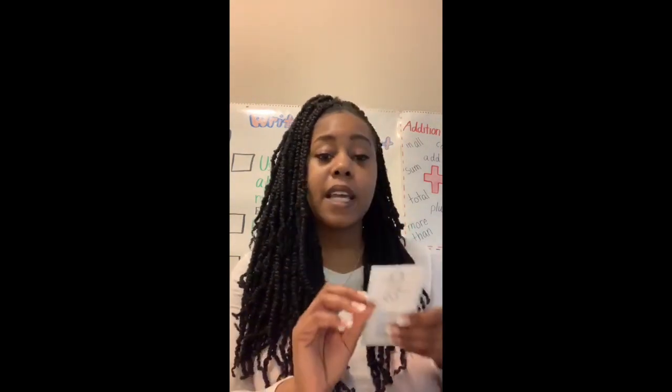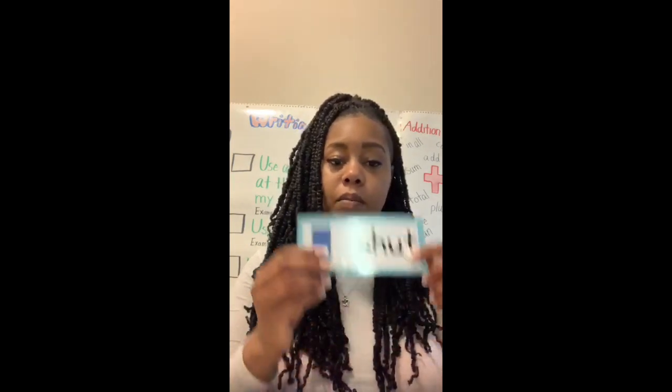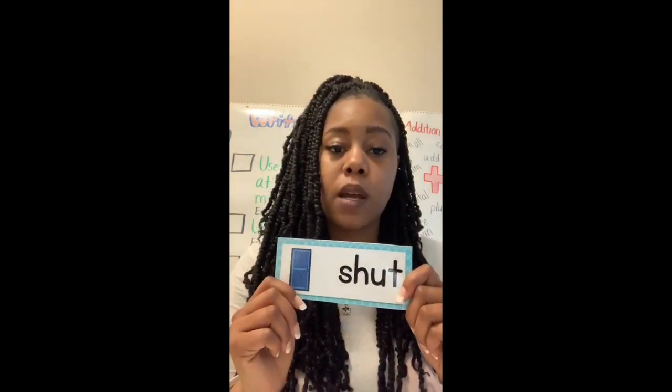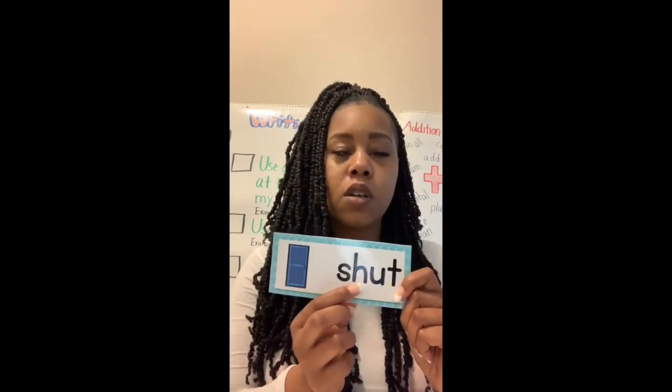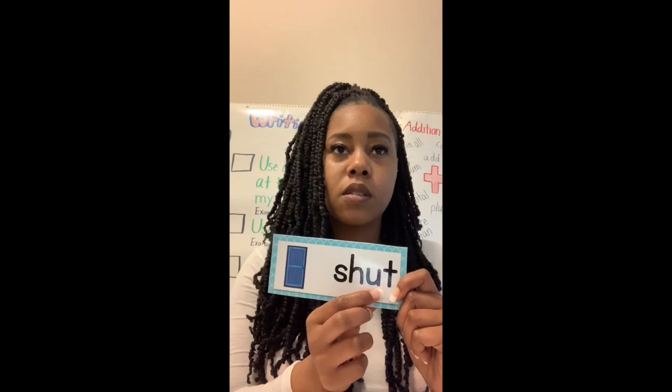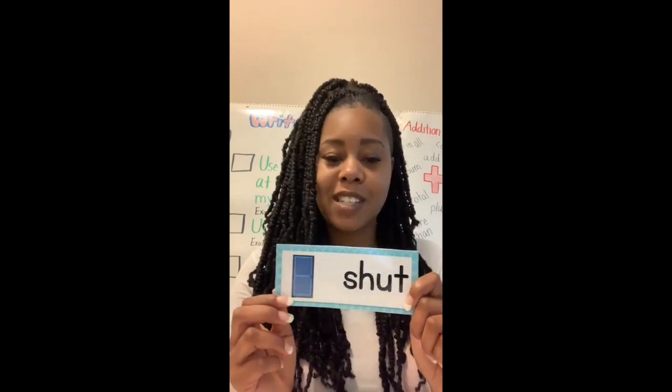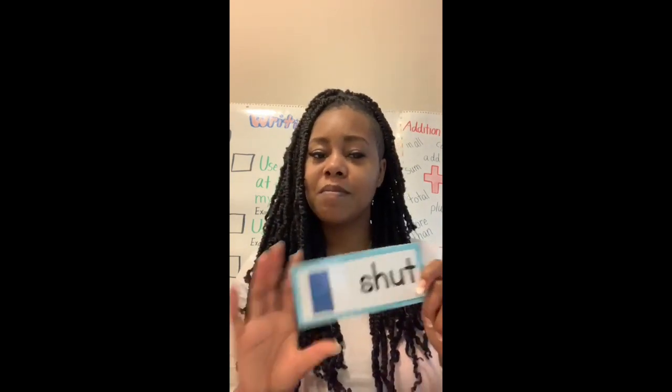And remember, it's a lot easier to sound these words out that you don't know now that you know the S and the H together make the sh sound. So sh, u, t, shut. That's why it's a picture of a door.